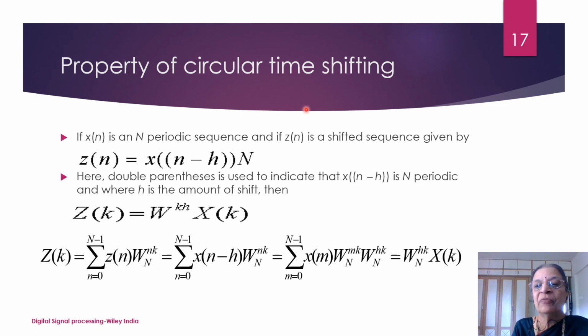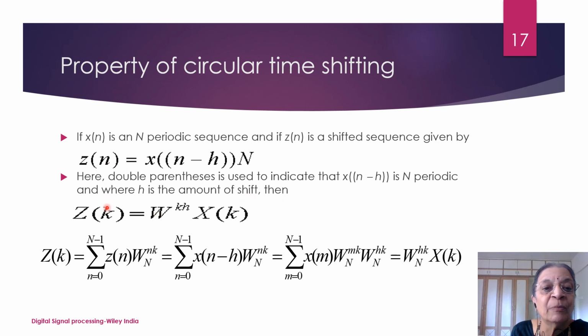Property of circular time shifting. Now suppose we circularly time shift the sequence. So if we have the sequence x[n], and now we generate the sequence z[n], the discrete time signal is also called a sequence. So z[n] is a shifted sequence with respect to x[n]. How is z[n] written? z[n] is x of n minus h, where h is the amount of shift, and it is periodic. So capital N is represented as the period over here. A double parenthesis is used to indicate that x of n minus h is capital N periodic, and h is the amount of shift, as I said.